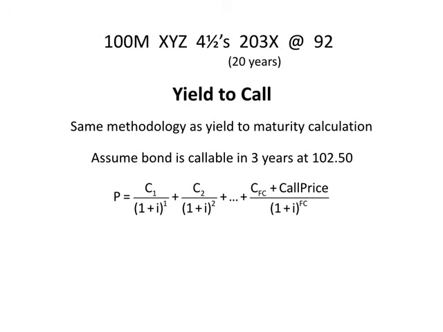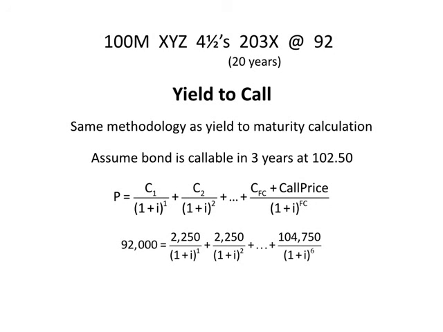Some callable bonds are callable at par, but the vast majority of bonds that are callable at the issuer's option require the issuer to pay a call premium for the privilege of retiring the bond early. To solve for yield to call, plug the cash flows and price from the sample bond into the formula, that detailing shown in the second version of the formula in the middle of the page.